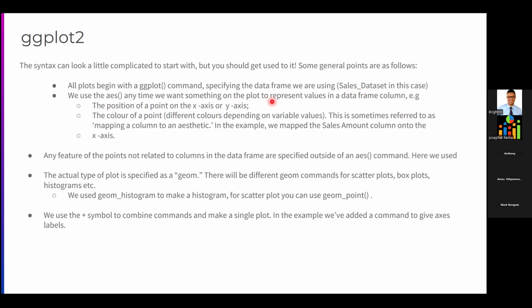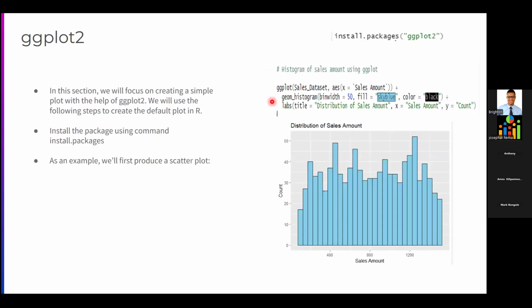So as I mentioned earlier, anything that you'll have inside aes, that's the column that will be taken from the data set. Because we are using a histogram, we only need to provide one thing, the x-axis. We don't need to provide the y-axis. And you need to understand why. It's because a histogram is meant to show a distribution. We want to see how sales amount is distributed.